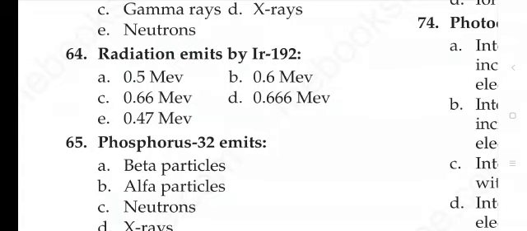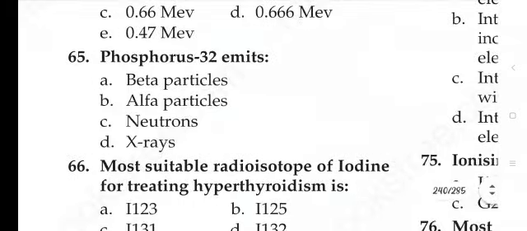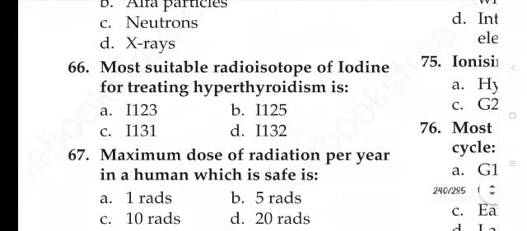Next question, phosphorus 32 emits. Option A beta particles, option B alpha particles, option C neutrons, and option D X-rays. The answer of this question is option A, that is beta particles.